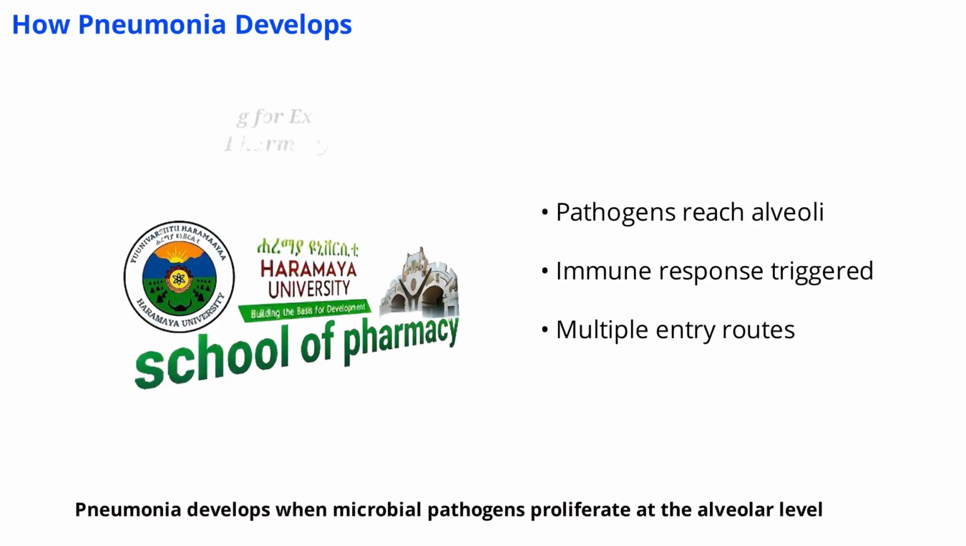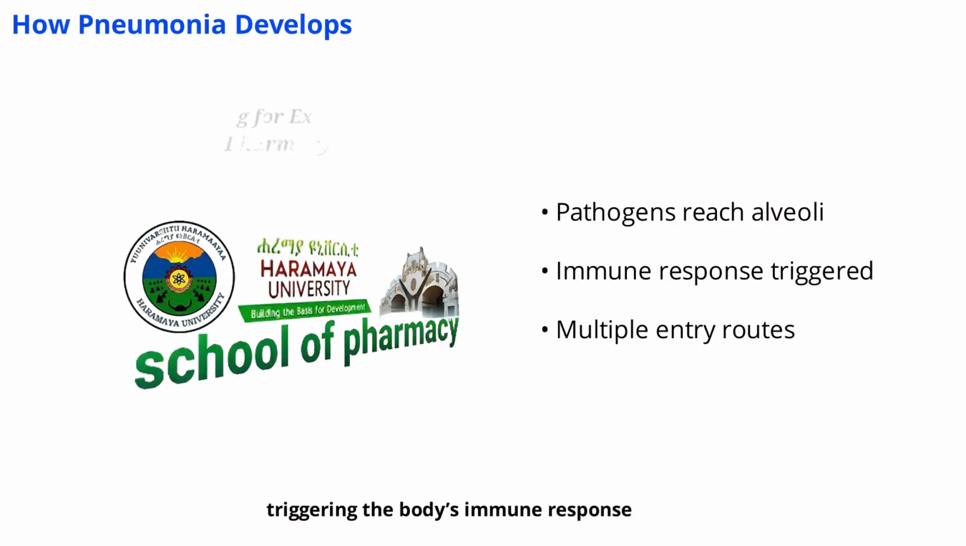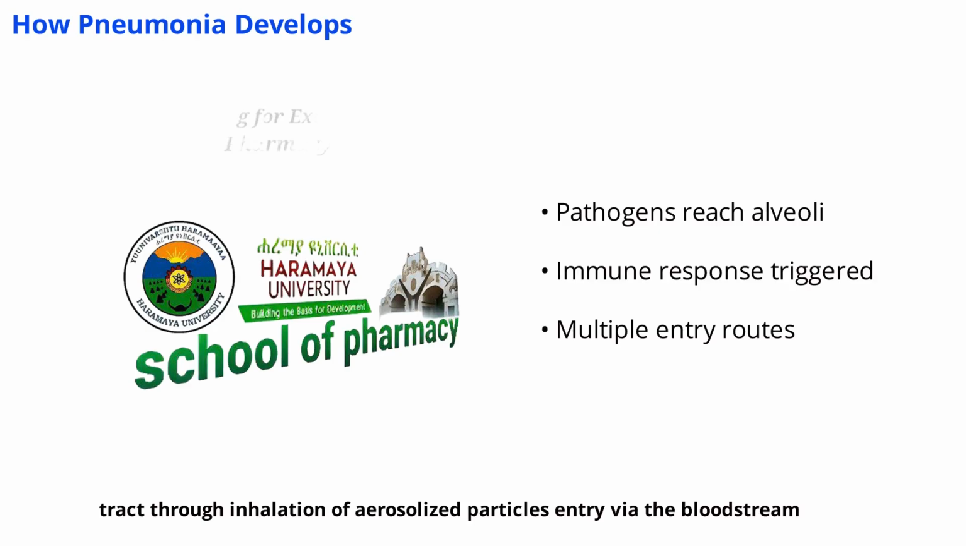Pneumonia develops when microbial pathogens proliferate at the alveolar level, triggering the body's immune response. Microorganisms can reach the lower respiratory tract through inhalation of aerosolized particles, entry via the bloodstream, or aspiration of oropharyngeal contents. The interplay between pathogen invasion and the host's immune defenses determines whether an infection will progress to clinical pneumonia.